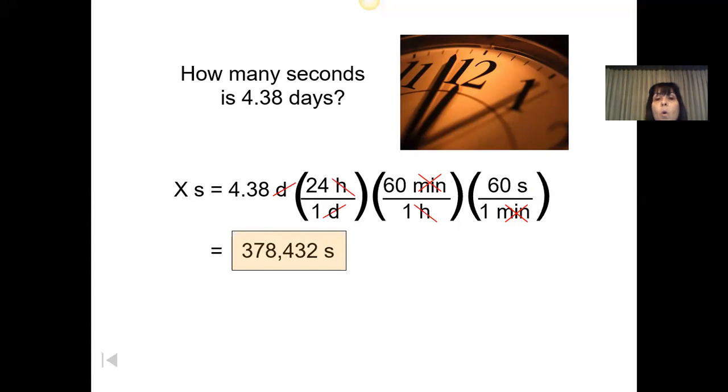Again, this type of conversion can be done with any 2 units, as long as you can find a conversion factor, or 2 or 3 sometimes, as this one had, where you may have to convert in multiple steps.